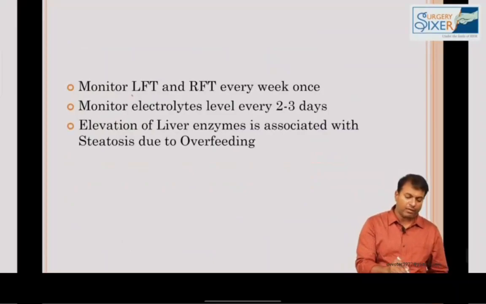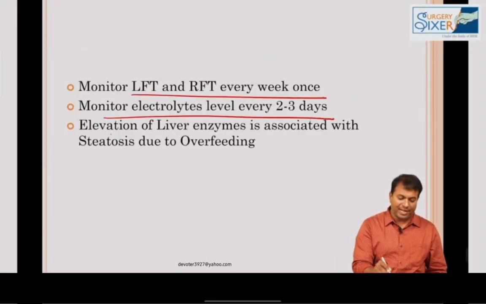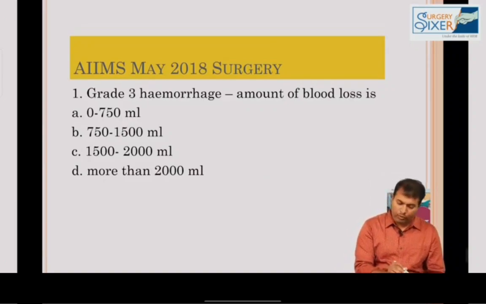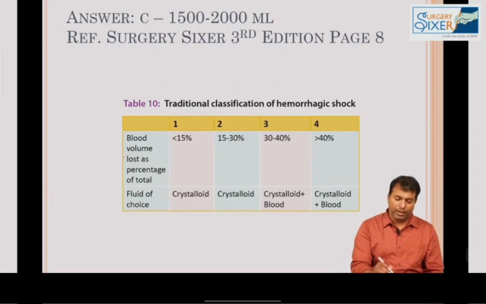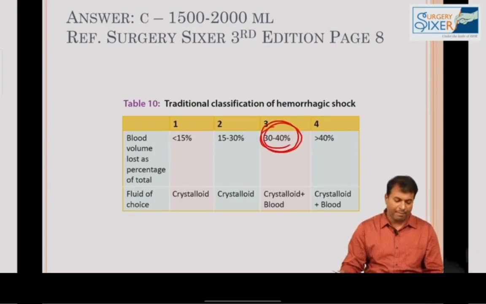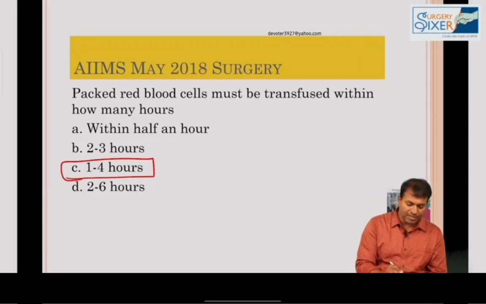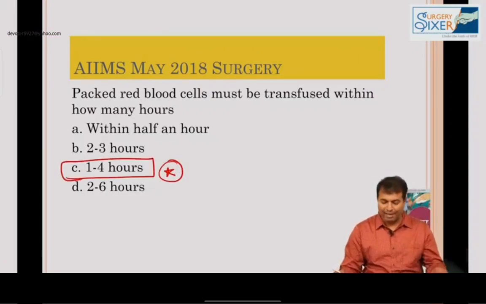So monitor LFT and RFT weekly once, monitor electrolytes weekly twice, elevation of liver enzymes associated with steatosis due to overfeeding is true. Grade 3 hemorrhage, amount of blood lost is 1500 ml to 2000 ml, or 30 to 40%. Packed red blood cells must be transfused within how many hours? Within 1 to 4 hours we must transfuse packed red blood cells.